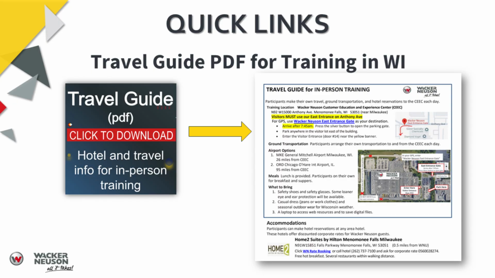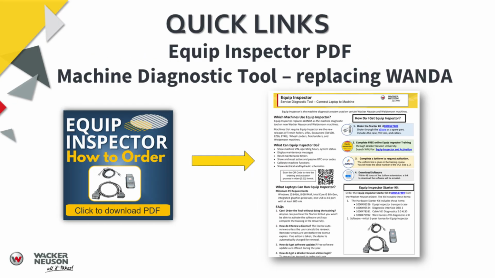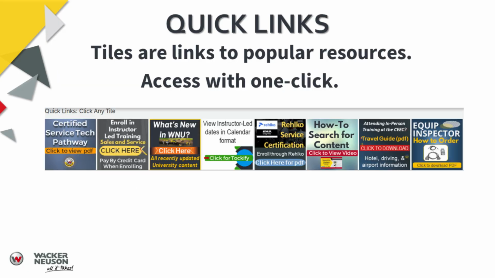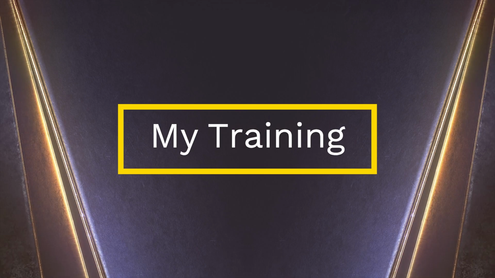And finally, there's a link to a PDF explaining Equip Inspector, which is the machine diagnostic tool that replaces Wanda on new compact equipment machines. The PDF has part numbers to order the toolkit and instructions for how to activate the Equip Inspector software. The menu banner is an easy way to get to commonly used resources with only one click. Let's now look at the My Training section of your homepage.